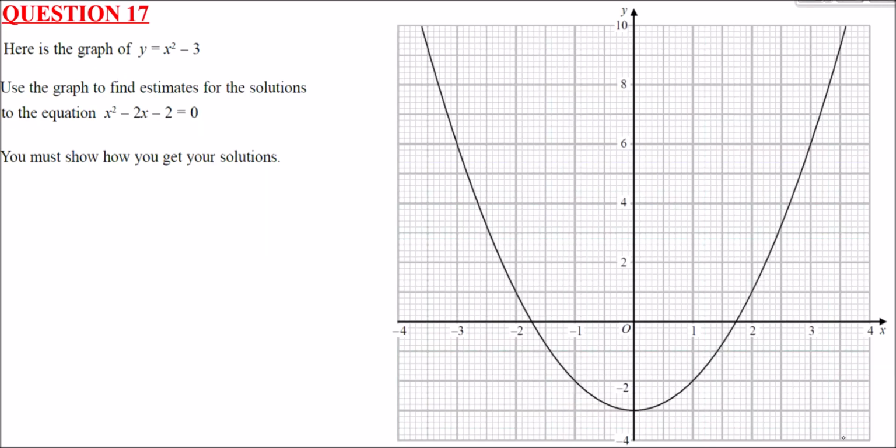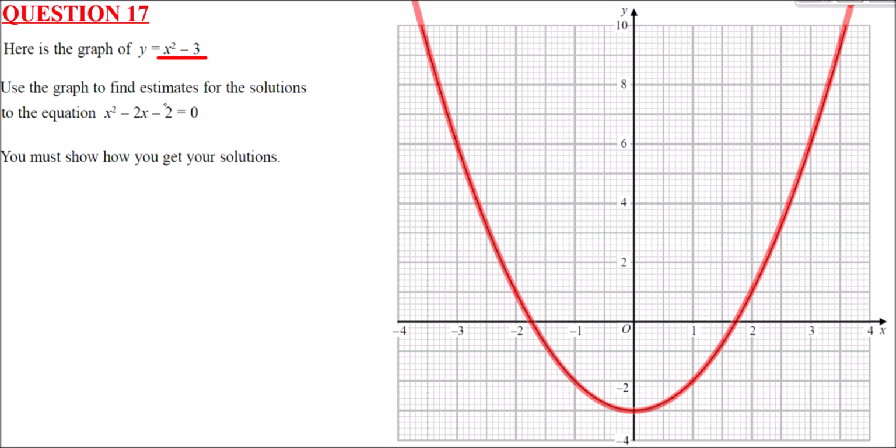Question 17, we have a graph of y equals x squared minus 3 shown on this grid here, opposite. And we're asked to use the graph to find estimates for the solutions to the equation x squared minus 2x minus 2 equals 0. So if I just highlight x squared minus 3, which is this red line, we can see that this expression looks totally different to x squared minus 2x minus 2. So we're talking about two separate things here.